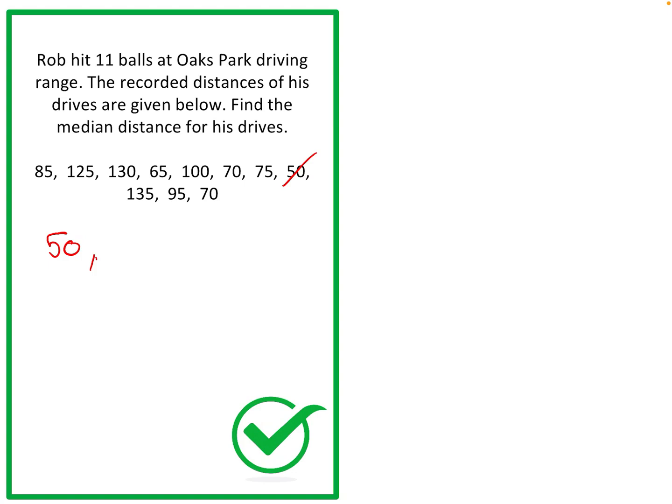Next, what comes next? Next comes 65. What comes after 65? We've got 2 lots of 70, so I'm going to write both of these down. What comes next? 75. What comes next? 85. 95. 100.